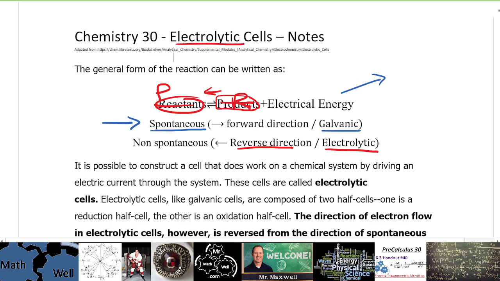So it is possible to construct a cell that does work on a chemical system by driving an electrical current through the system. These cells are called electrolytic cells. Blanks here: by driving an electric current through the system. These are called electrolytic cells. Electrolytic, you want to write in there.